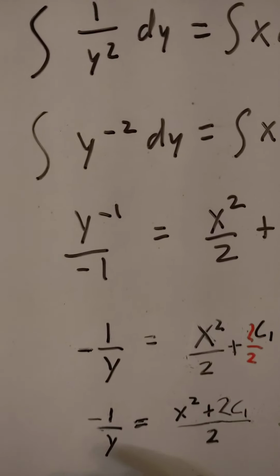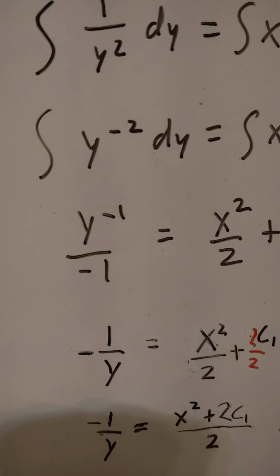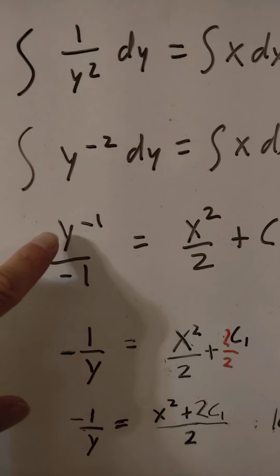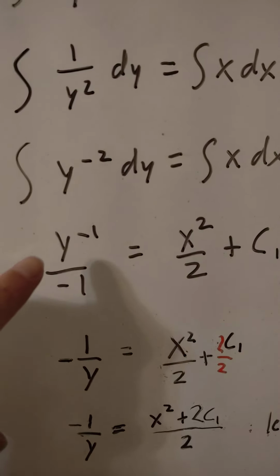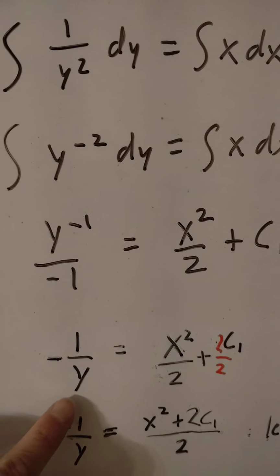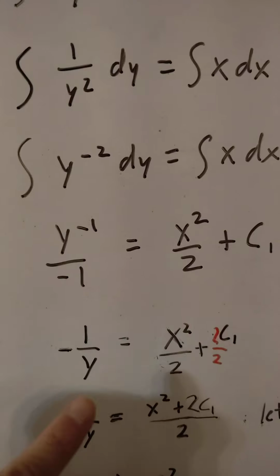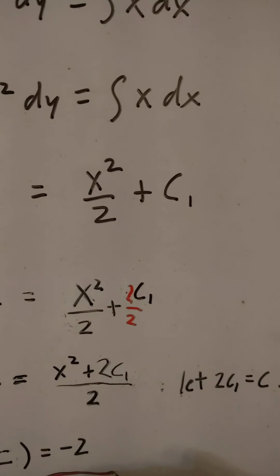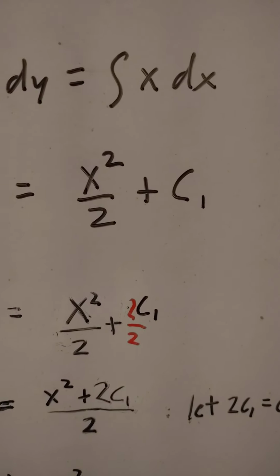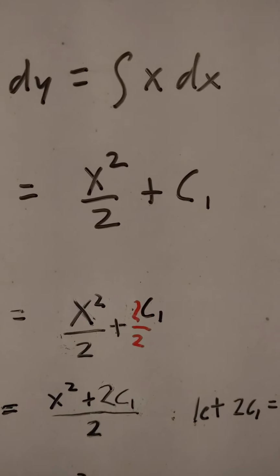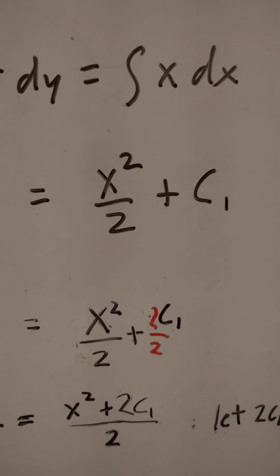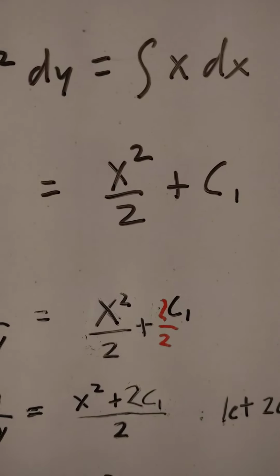Okay, and now let's make this more friendly without negative exponents. So isn't y to the negative 1 the same thing as 1 over y? And then what's a positive over a negative? So I got negative 1 over y, just by a rule of exponents, equals x squared over 2, and then I want to get a common denominator of 2. So I multiplied c sub 1 by 2 over 2. So now I got x squared over 2 plus 2 times c sub 1 over 2.